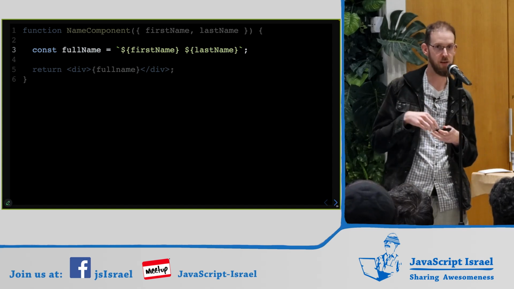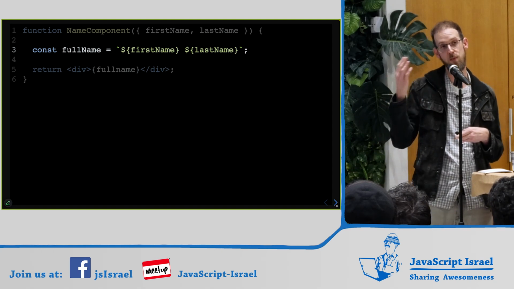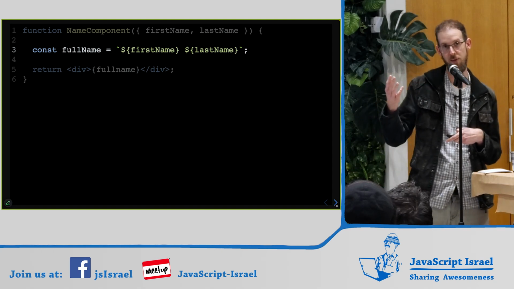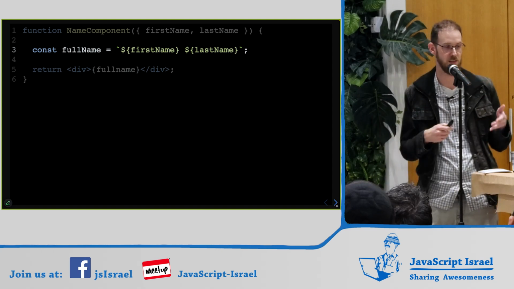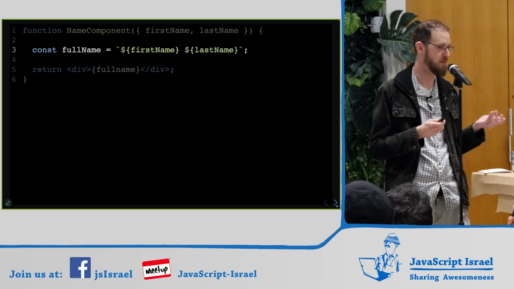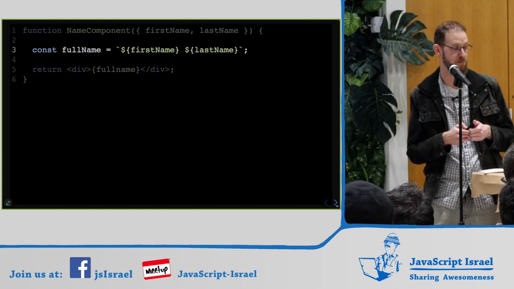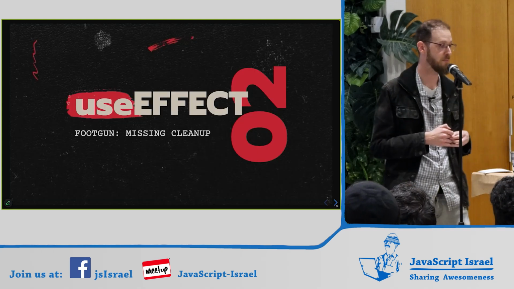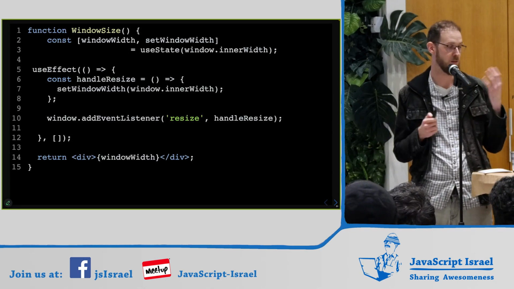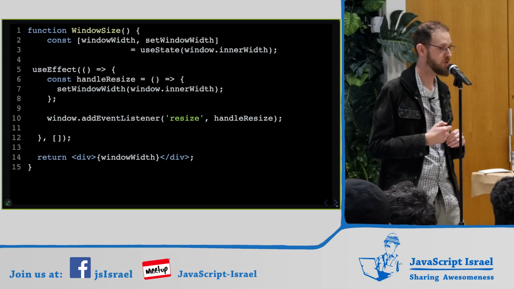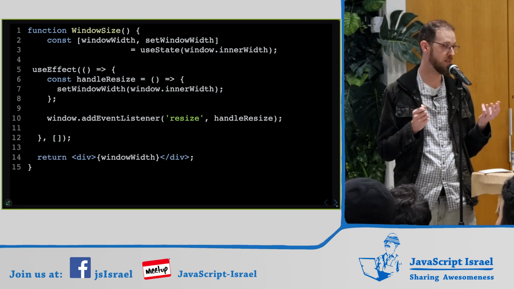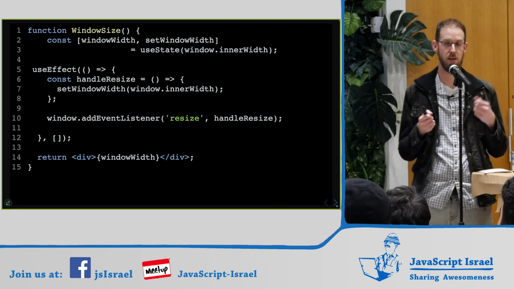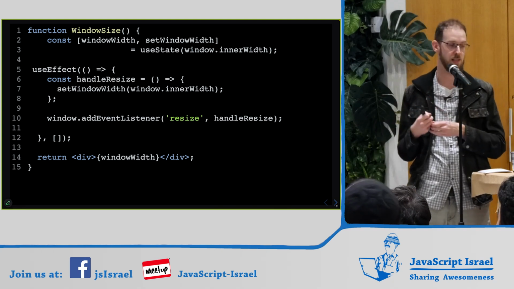So in this case, it'd be 1. But if you have a derived value, and another useEffect that relies on that derived value, and another useEffect that relies on that derived value, you have tons and tons of re-renders for nothing. The other foot gun with useEffect is missing cleanups. So take a look at this component, like window size, which registers a new event listener on the window, and whenever the window changes, it sets a new state and gets that value.